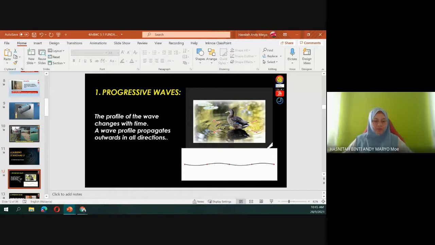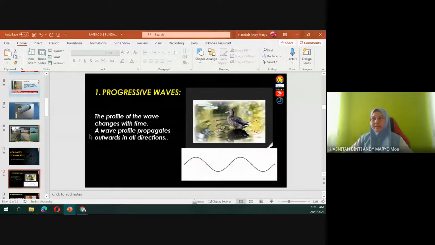So I hope you have completed your exercises in your workbook on page 123. Ada buat tak latihan? Cuba buka buku kerja page 123. I asked you to complete number 1 on types of wave. Yes, last time we discussed there are two types of wave. The first type is called progressive wave.